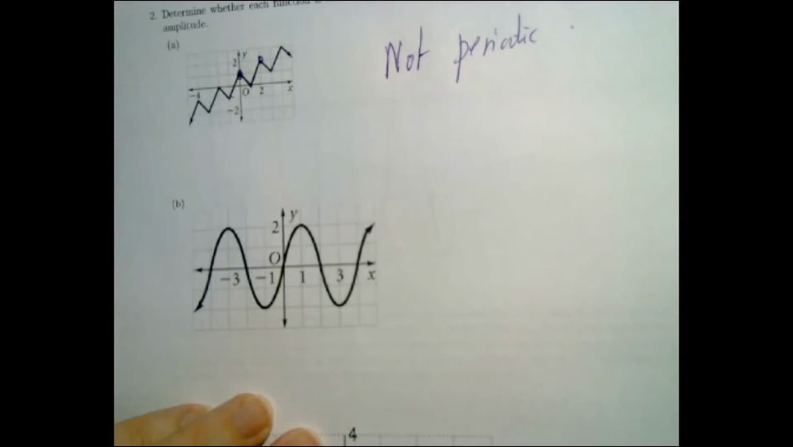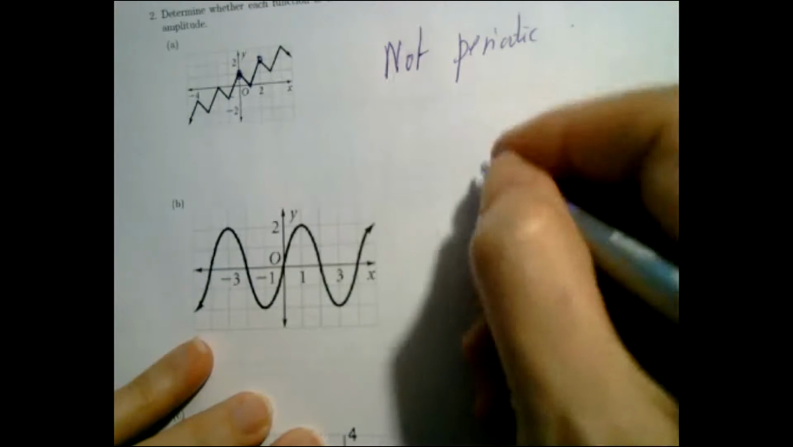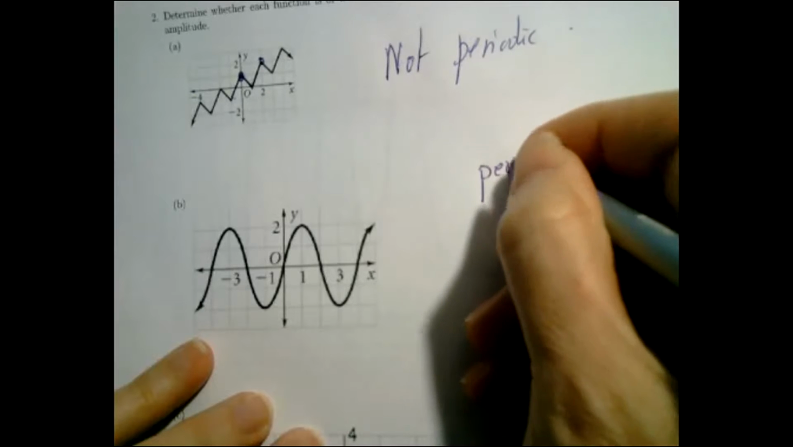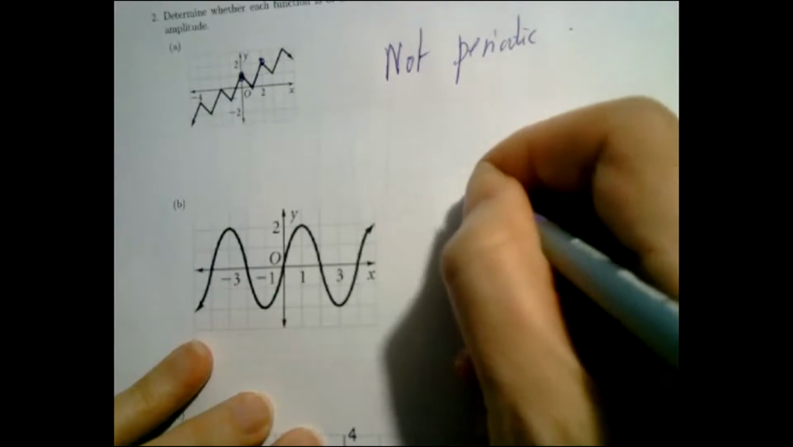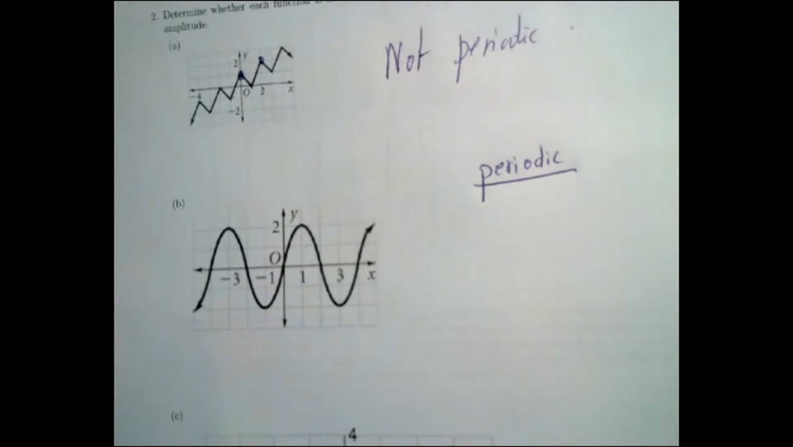Okay, 2 minutes, and then I want the answer. Now, actually, I'm going to pick one of you to give me the answer. I don't know who's going to be my victim, but whatever. Yes, it is periodic, absolutely periodic. Okay, 2 minutes. I expect you to be working on it, okay?